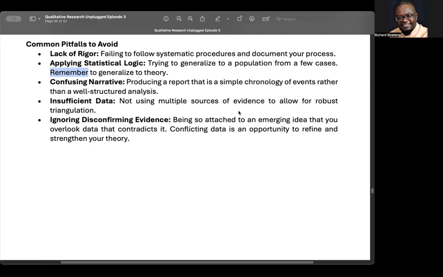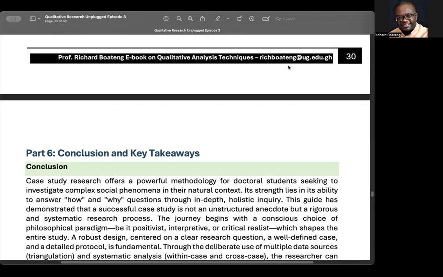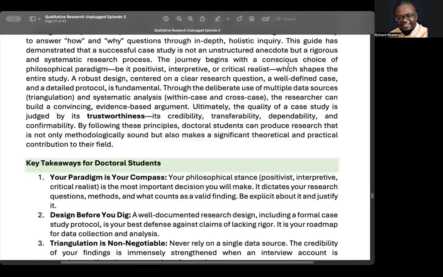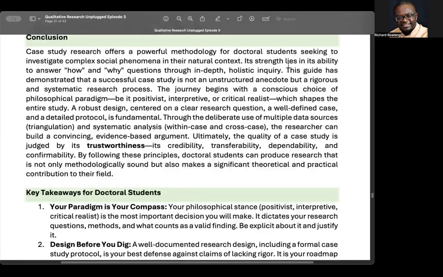Wow, we have certainly covered a huge amount of ground in this deep dive. We've gone from the really fundamental philosophical underpinnings of case study research all the way through the practical steps of design, data collection, analysis, and crucially, ensuring the rigor and trustworthiness of your work. We really have. And I hope it's clear that case study research, when done well, is an incredibly powerful methodology. It's particularly valuable for you as doctoral students looking to investigate those complex social phenomena as they actually unfold in their natural settings. It's the go-to method for answering those rich how and why questions through that kind of in-depth holistic inquiry.